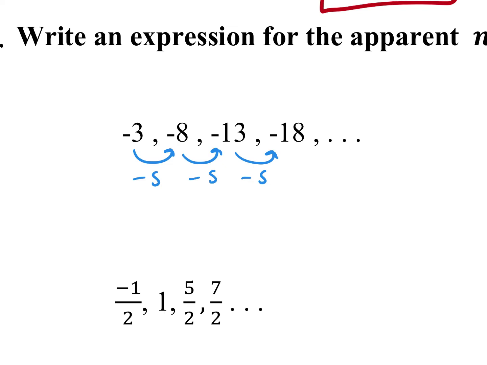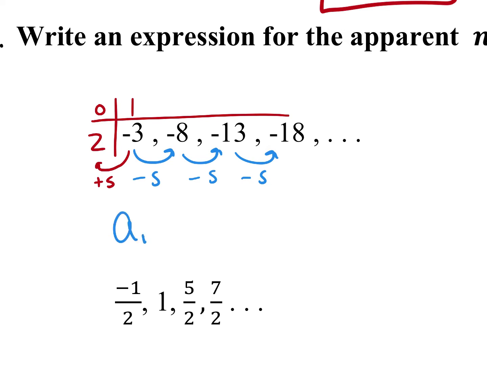So I can find what my 0th term is, because this would be my first term. So what do I do to go backwards to find my 0 term? Add 5, because I subtract to go forward, so I would add 5 to go backwards. So what's negative 3 plus 5? 2. So how would I write my expression? a sub n equals negative 5n plus 2.